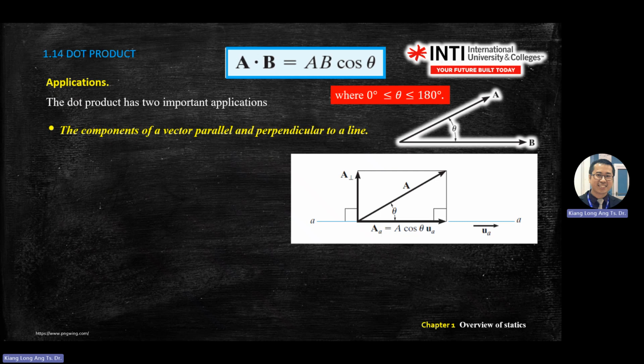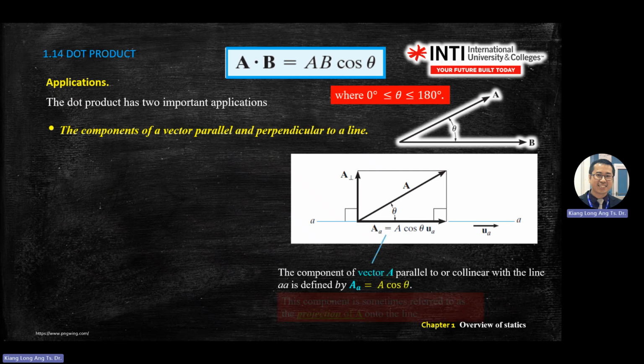So vector, you have magnitude and direction. Okay. A cos theta is the magnitude. UA is a unit vector or direction vector that is pointing to the A direction. Okay. So the rest you read.